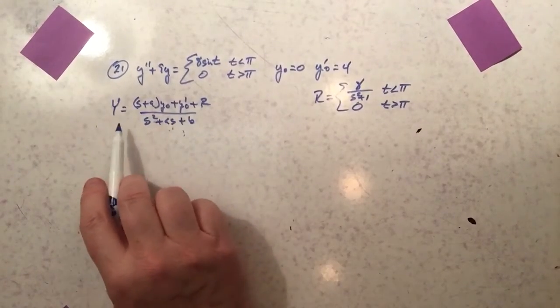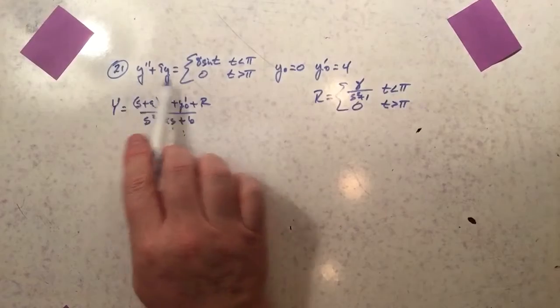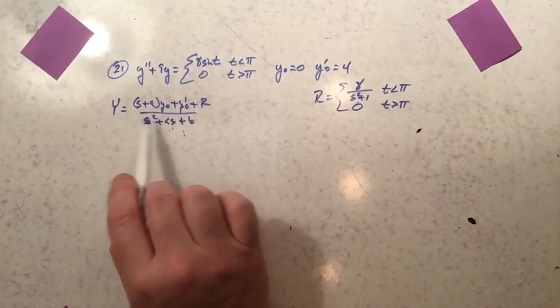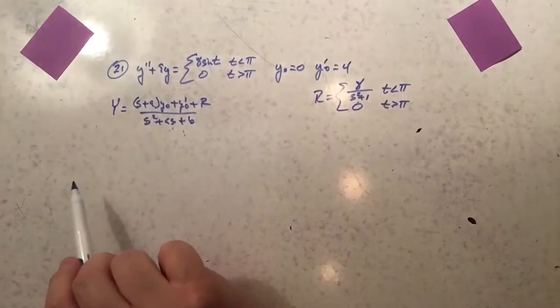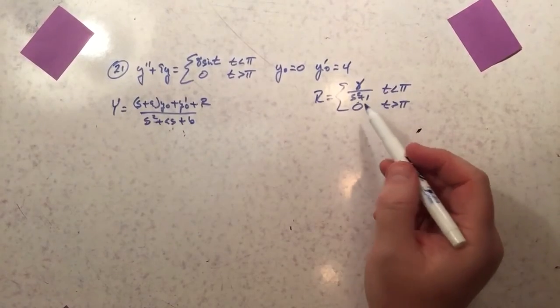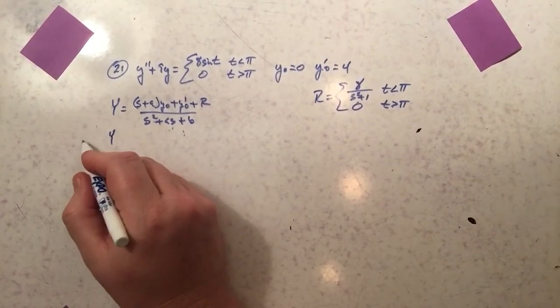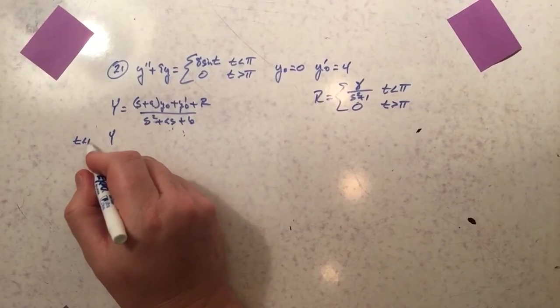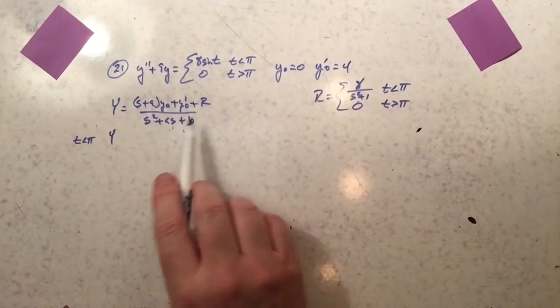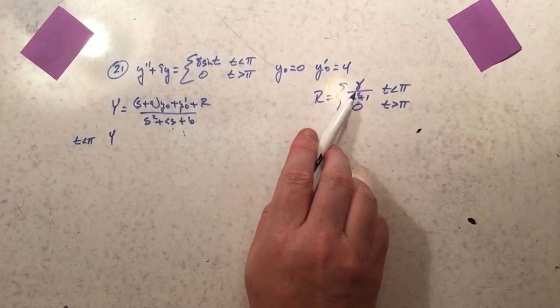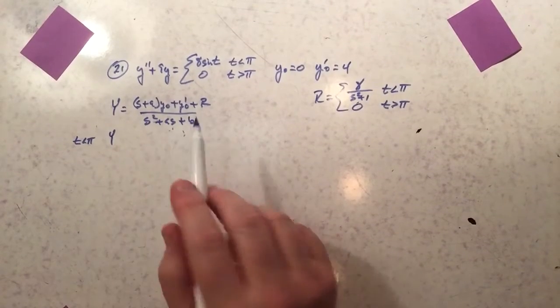Remember that we derived this yesterday by looking at the general second order equation and applying the Laplace transform method to it, all right? What we want to do now is write down what Y would be when t is less than pi. And of course that means we're going to plug in the top R, not the bottom R. Okay, so let's plug everything in.